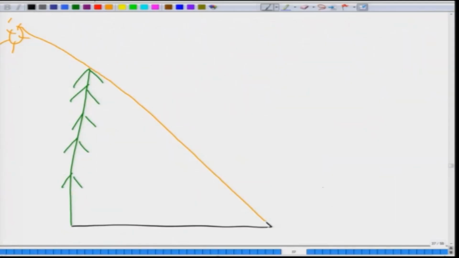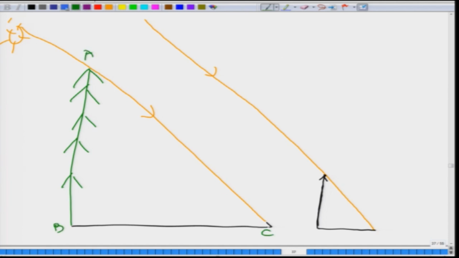So, if you take a rod and put it here, then look at another parallel ray of light. It hits the rod. So, suppose this is your rod and this is the shadow it makes. Now, because both of these rays of the sun are parallel to each other, let us call this triangle ABC and the second triangle DEF.